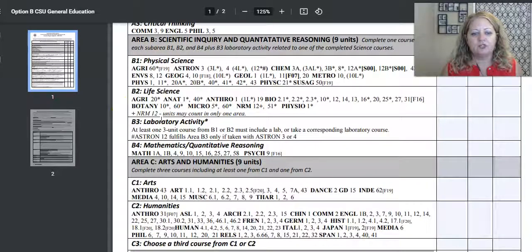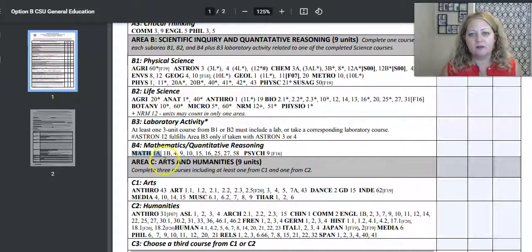The other admissions requirement is your math. So that's Area B4. This would be taking one of these math classes or Psych 9, which is a behavioral statistics class. Math is determined by your major. So if your major is biology and you're looking at going on to med school, then you're going to want to do calculus, or you're going to need to do calculus. Your major is most likely going to require that.